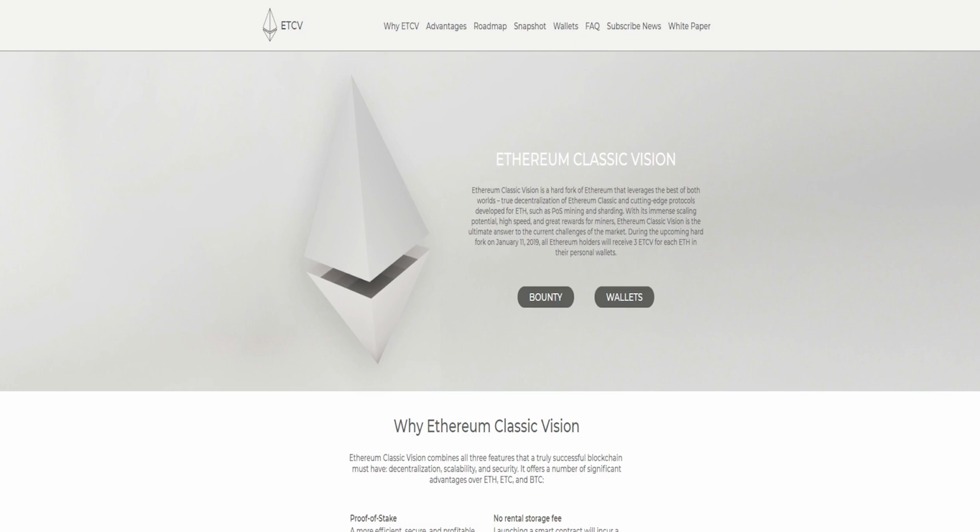The hard fork of Ethereum Classic Vision will take place on the 11th of January, 2019. A snapshot of the ETH network will be taken on the 11th of January, 2019. All users who hold ETH in their personal wallet at the time of the snapshot will receive 3 ETCV per each ETH after the fork. Note: you must hold the ETH in your personal wallet, such as JAXX, Koinomi, MyEtherWallet, Ledger Nano, etc., to get your free ETCV after the fork. Exchange wallets are not accepted. Website: ethereumqv.io.